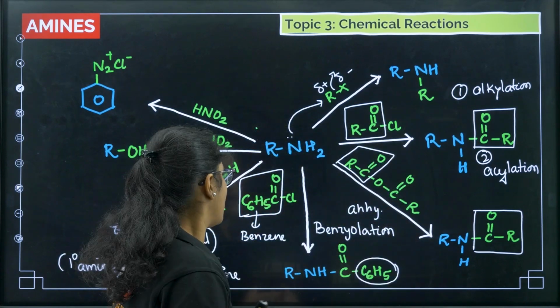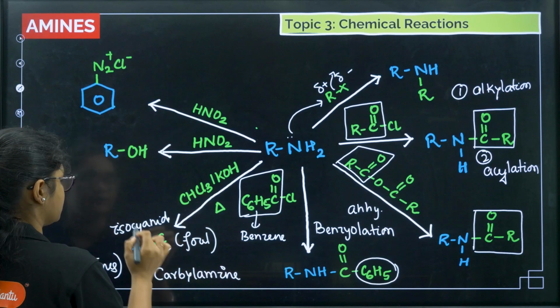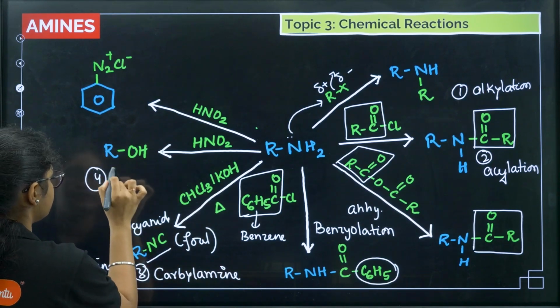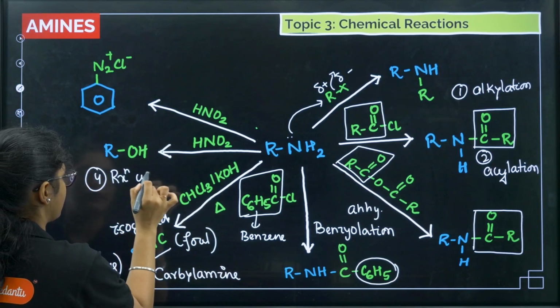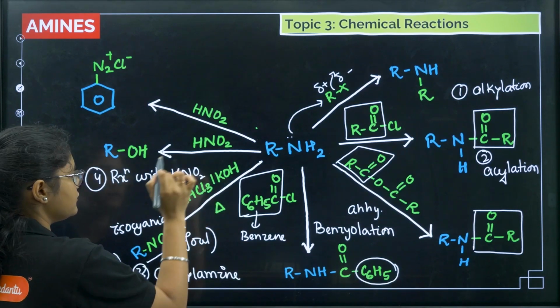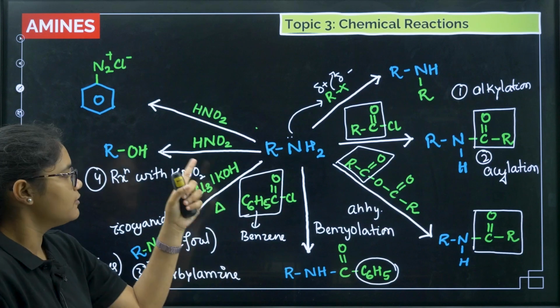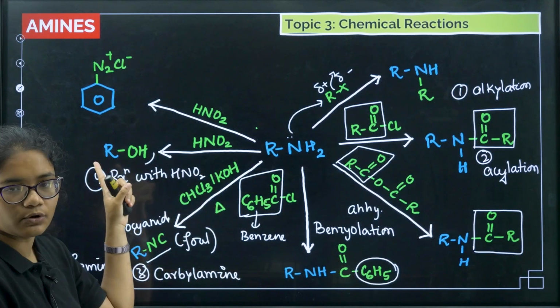Okay, and next one is your fourth reaction, reaction with nitrous acid. So here you should remember, if this R group is an aliphatic amine, with HNO2 it will give you an alcohol group.